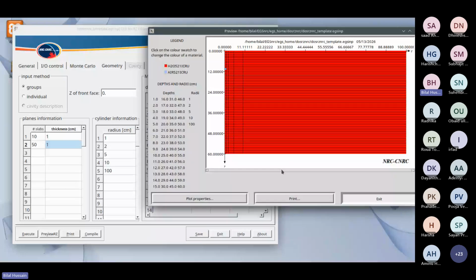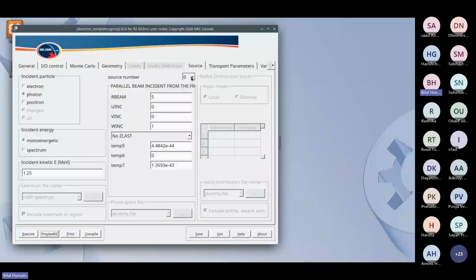I'm going to the next one called source, which can be defined by giving a different type of source available. I can go to any. You can see the label is changing here. I'm sticking with the first one. We can change the incident particle as a photon, proton, or electron. Then transport parameter. This is important.